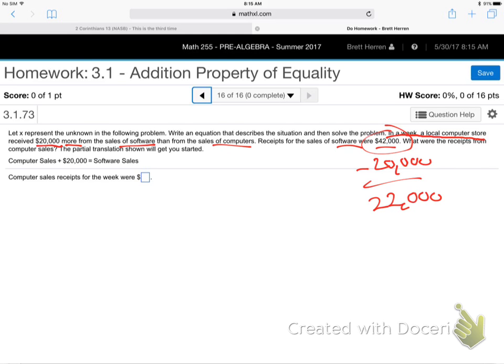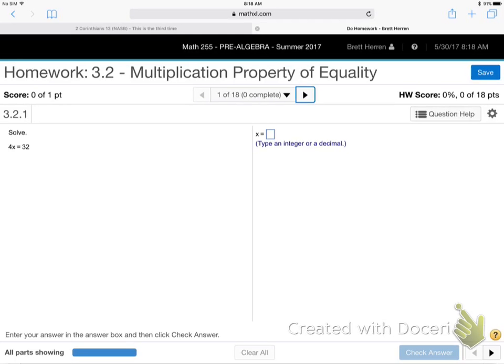All right, let's go to 3.2. So we're not going to get all the way through this, but let's just start at 3.2. So 4x is 32. There's our wall. And we want to solve for x. X is yelling out what x is always yelling out. I want to be alone over here.